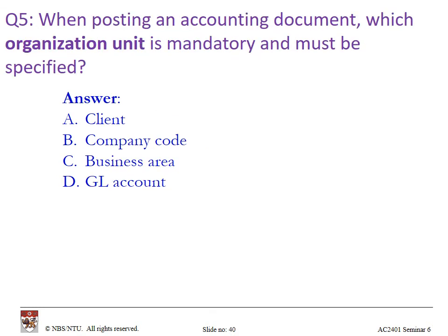Question 5. When posting an accounting document, which organization unit is mandatory and must be specified? The options: client, company code, business area, GL account. The answer is company code. The company code must always be specified for a journal entry or accounting document.